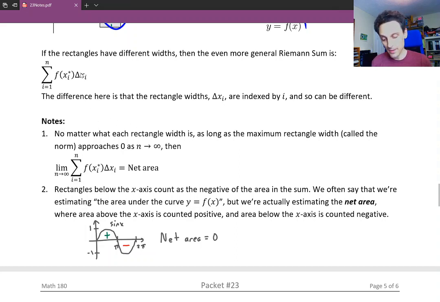So again, the different width rectangles we're not going to look at. Our rectangles are all going to have the same width, so we don't have to really worry about this first note and this little note about the delta x sub i. But we do have to be concerned about knowing that we're actually computing the net area. That's how negative function values are handled.